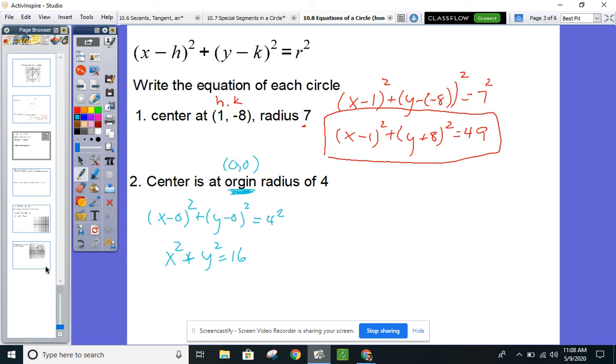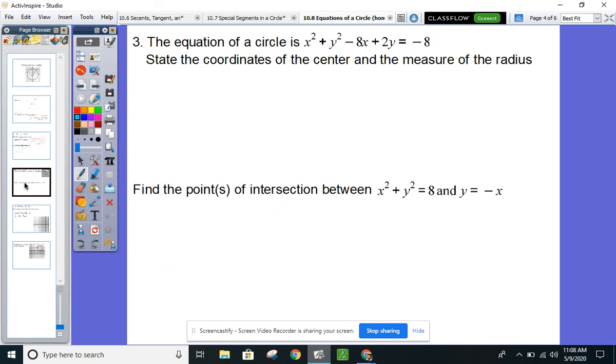Alright, so now that we know how the equation should look based on the information, let's work a little bit more on making it. This one's going to take a little bit of challenge. It's going to take a little bit of algebra knowledge here. Alright, so this is our equation: x squared plus y squared minus 8x plus 2y equals -8. They want us to find the center and the radius of this. We're like, well, crap. All right, let's see. Let's try this.